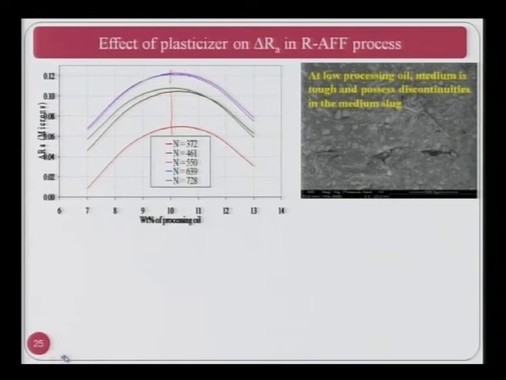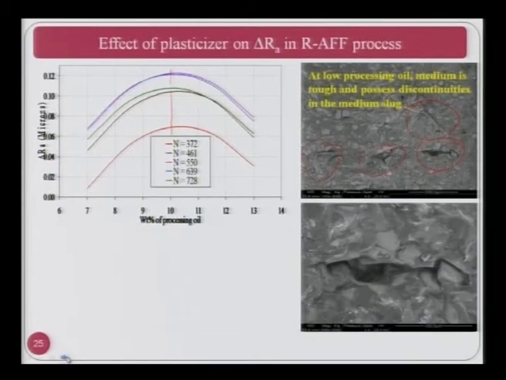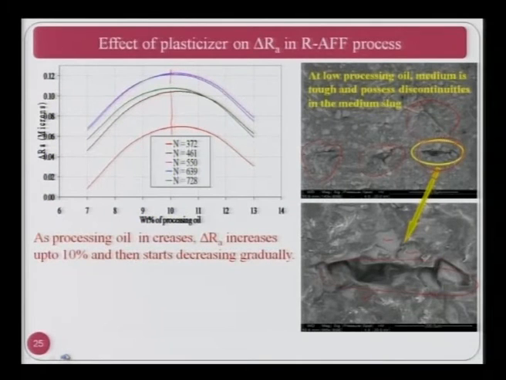At low processing oil, the medium is tough and possesses discontinuities in the medium slug. As you can see here, this is the picture of the medium, and these are the discontinuities at the low percent oil, and they do not give enough strength to the medium. This is the enlarged view of the discontinuity of the medium. Here are the abrasive particles, this is the base medium, that is the polymer, and in between you can see these kinds of discontinuities, and they are not good for the performance of the medium.